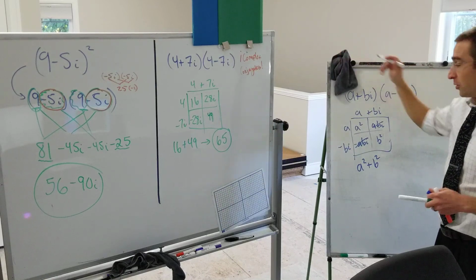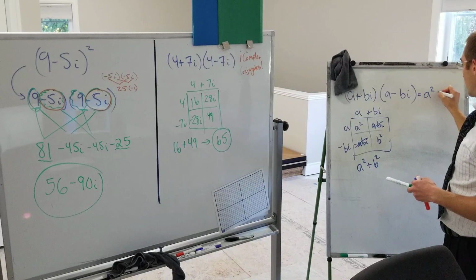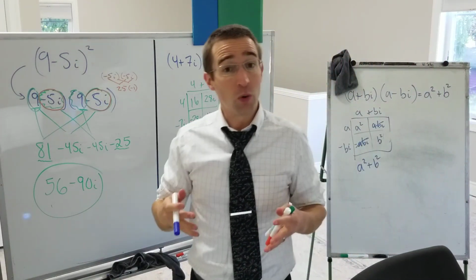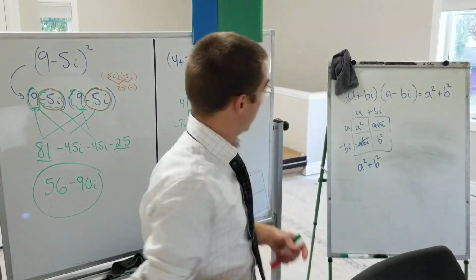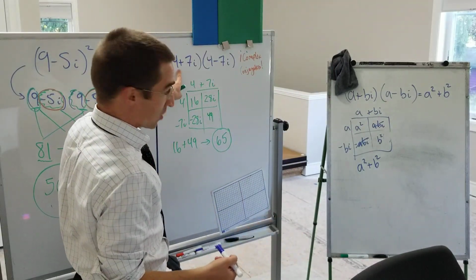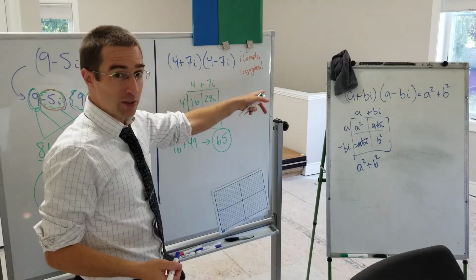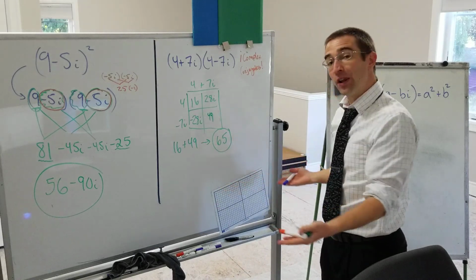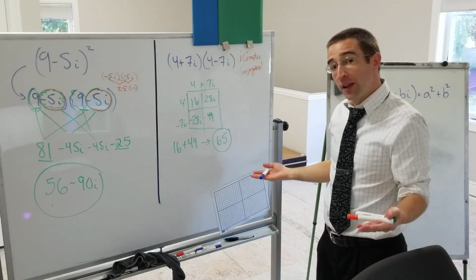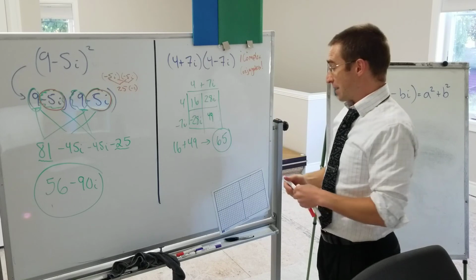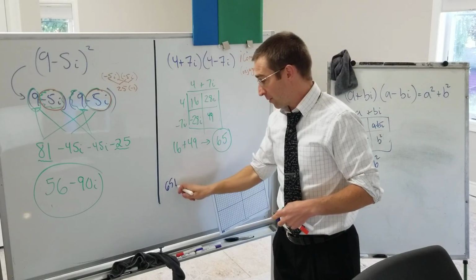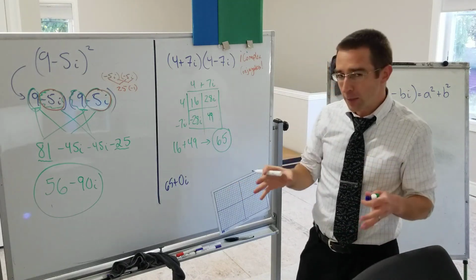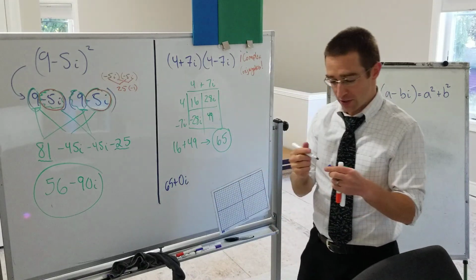So when you're multiplying two complex conjugates, here's a little shortcut. The middle term is always going to cancel out, and you're always going to get a squared plus b squared. Just like here, it was 16, 4 squared, plus 49, 7 squared. And guess what? That is a real number. It's still complex. It just has 0 as its imaginary part. It's like 65 plus 0i. We would never write 0i, we just write 65. It's still complex though. There's just 0 for the imaginary.